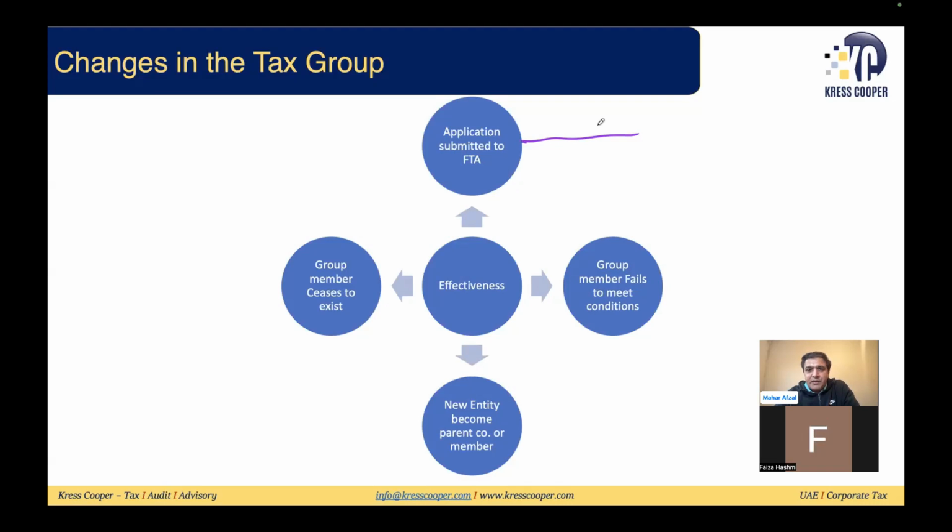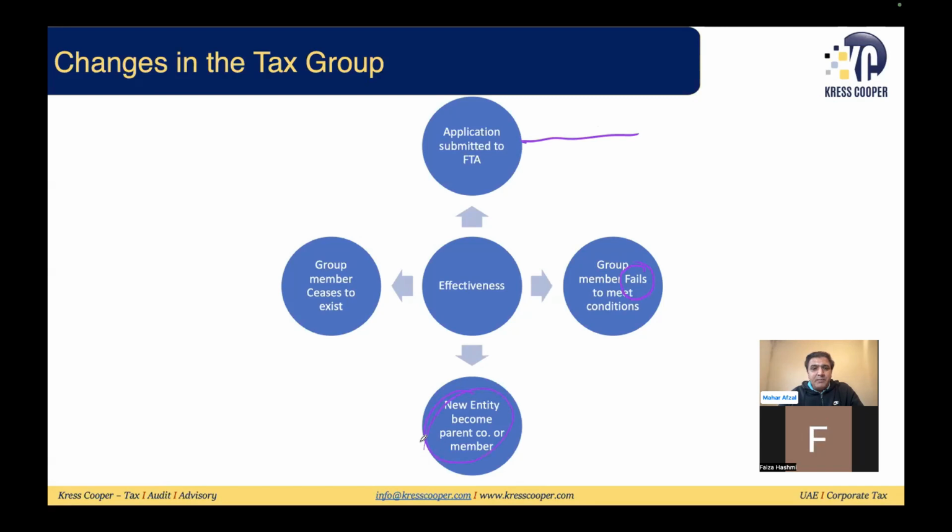Then, group members fail to meet the condition. If the group members fail to meet the condition, then this will be considered effective from the beginning of the respective tax period in which the group members failed to meet the conditions. Then if a new entity is replacing the existing parent company or a new entity is becoming a group member, then the law says it will be effective from the date of incorporation of the new company.